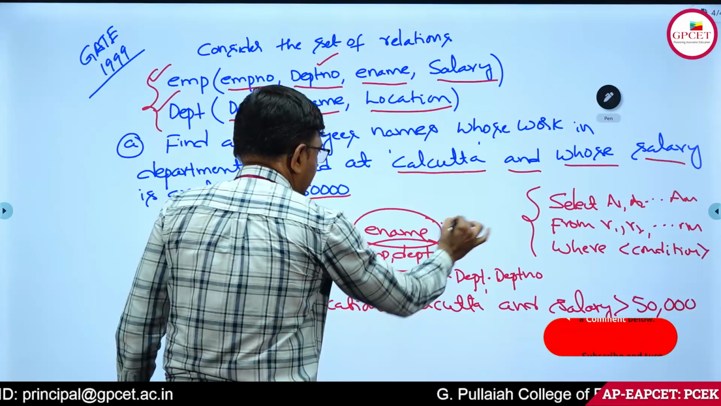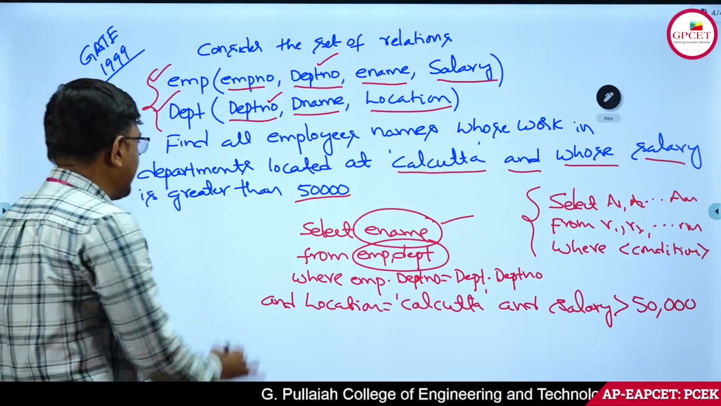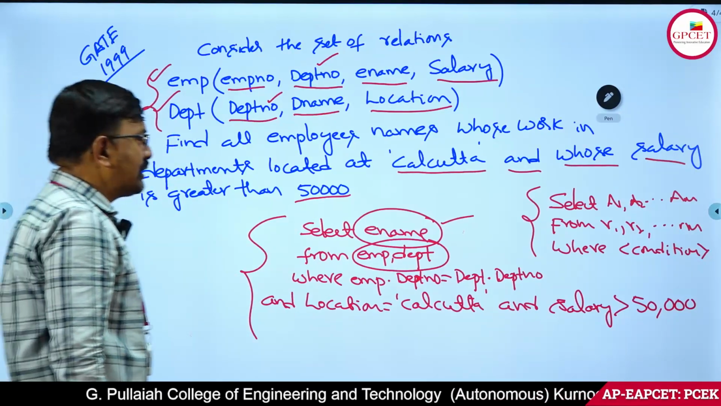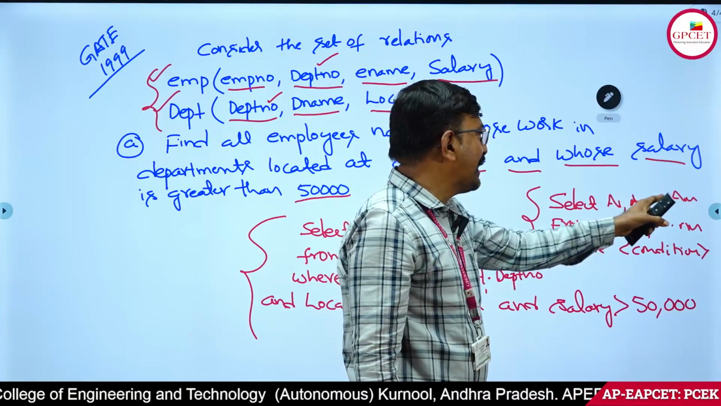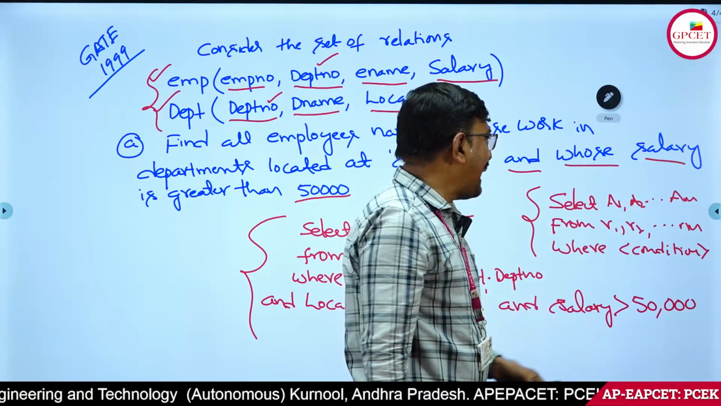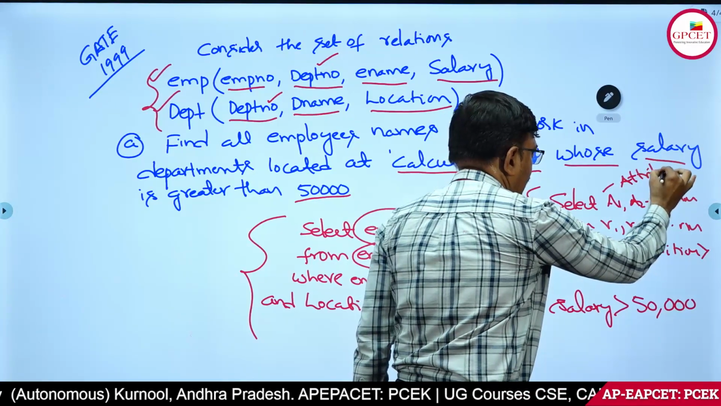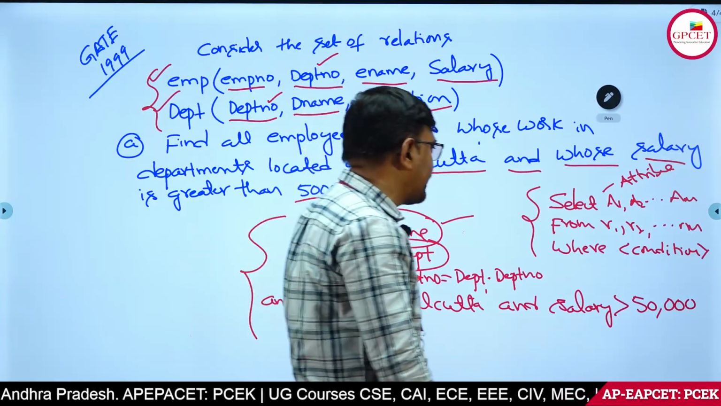You can get the employee name. Okay, this is GATE 1999, a 2 marks question, a theory bit. What is the basic structure? SELECT A1, A2, A3 up to AM, which are the attributes or columns, FROM R1, R2, R3 up to RM, which are the relations or tables.